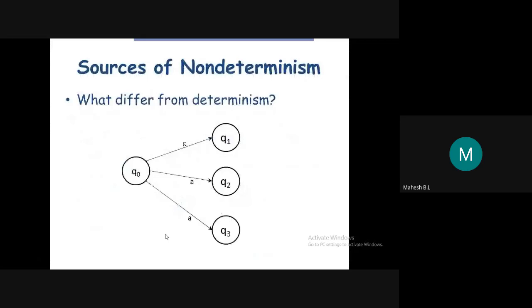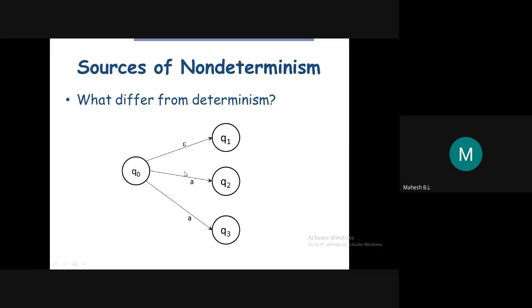So here, from Q naught, there are three competing moves. That is, either you can make a transition to Q1 without consuming any input symbol, or you can make a transition to Q2 by consuming A, or you can make a transition to Q3 by consuming A. So these three are competing with each other.